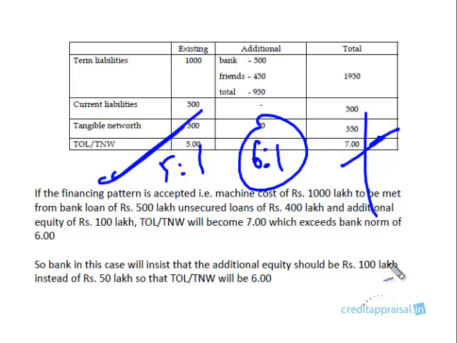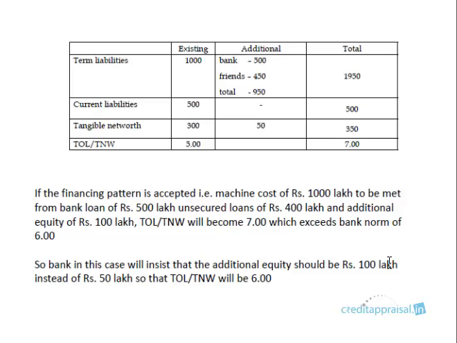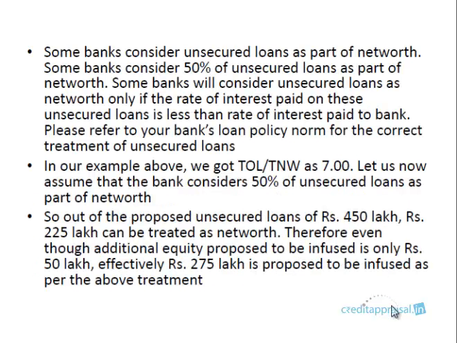Okay, so TOL by TNW. Whenever you're getting a proposal, you need to look at the projected TOL by TNW, right? The existing TOL by TNW can be as per the bank norm, but if the proposed financing pattern is taken into account and the ratio is not as per the bank norms, you should object, right? Then you should say you bring in more capital, right? So you have to calculate the projected TOL by TNW also.